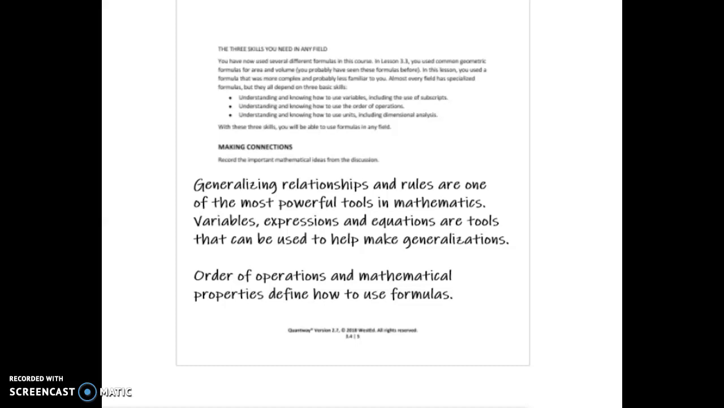So when you make generalizations, that's giving you a lot of information about something. We use variables, expressions, and equations as tools that can help us to make those generalizations. Order of operations and properties define how to use the formulas, and knowing how to calculate a formula, knowing how to set up a formula will help us to define the relationship between the variables.